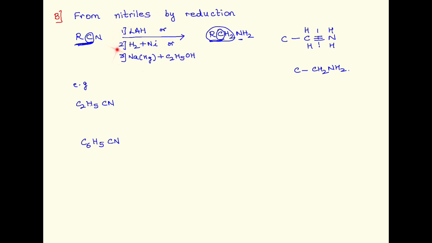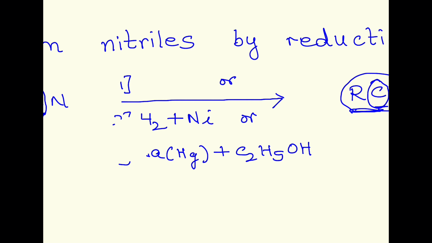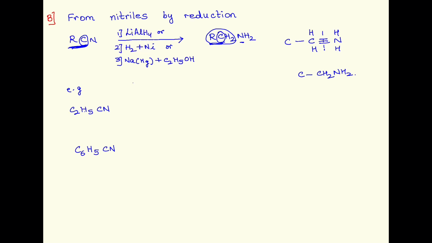And by the way, what are the reducing agents? Yes, again we have either lithium aluminium hydride, or I should better write it as LiAlH4 in order to avoid confusion. Lot of places you will find it written as LAH, so do not get confused. Lithium aluminium hydride, or the second is hydrogen in the presence of nickel, or third one we've got sodium amalgam and ethanol. Remember, we said that alcohols react with active metals to liberate hydrogen. So again our hydrogen is being generated in situ in the reaction mixture.